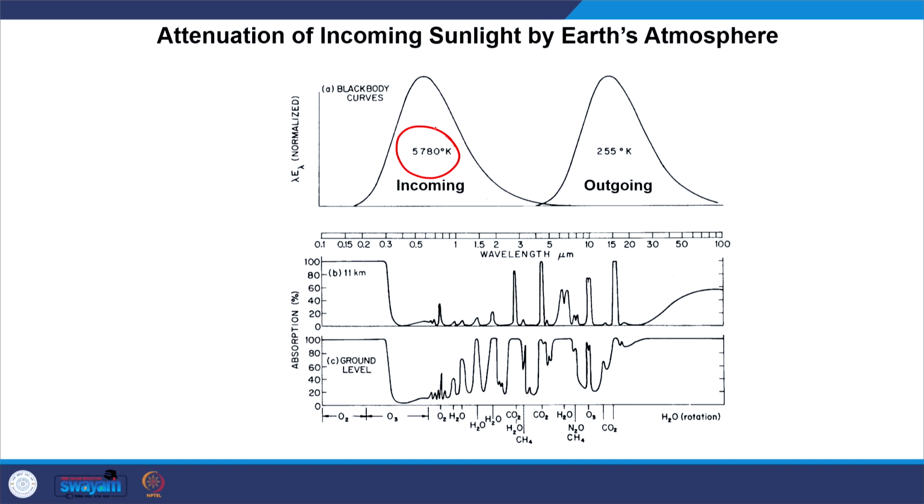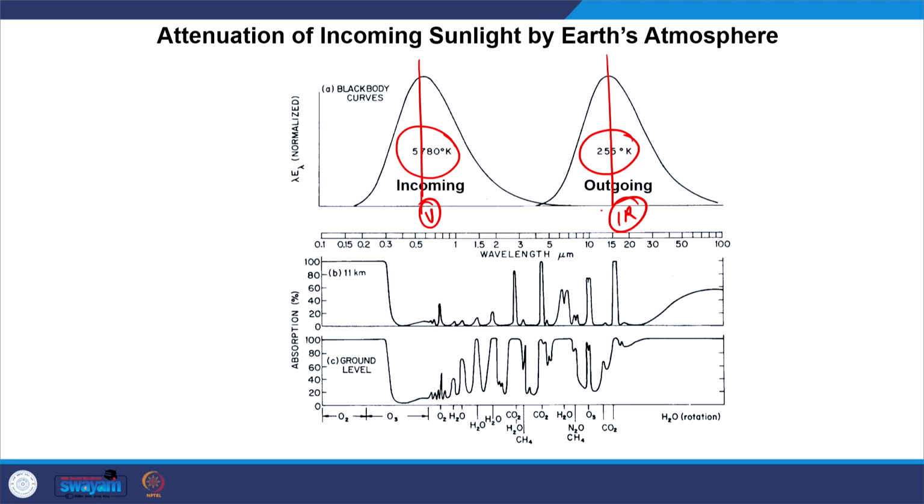Right. Now, if you further extend this, this is the attenuation. Incoming radiation from the sun is at approximately 6000 Kelvin, or 5780 Kelvin as shown in this figure, and 255 Kelvin is the average temperature of the Earth. So the black body curves for these two will look something like this. This peak will fall in the visible region, and this peak will fall in the infrared region.